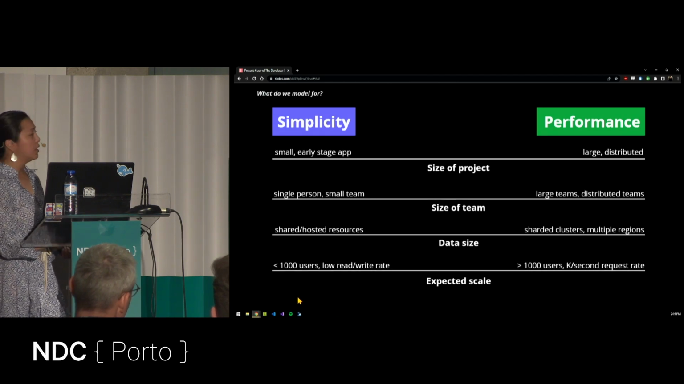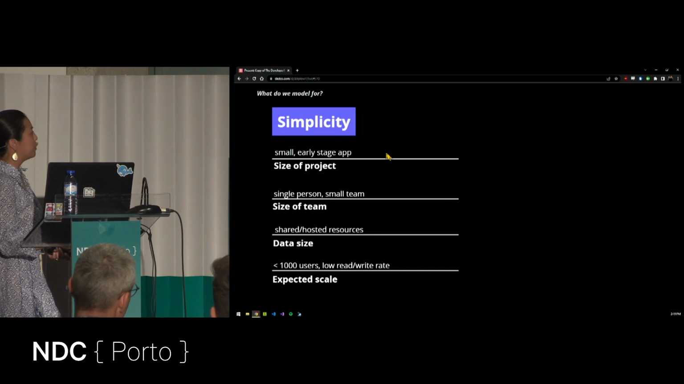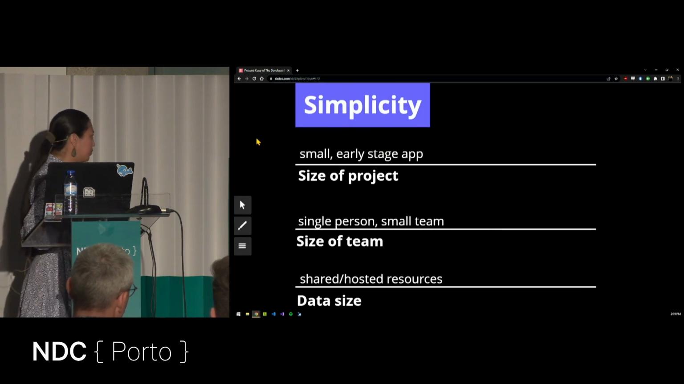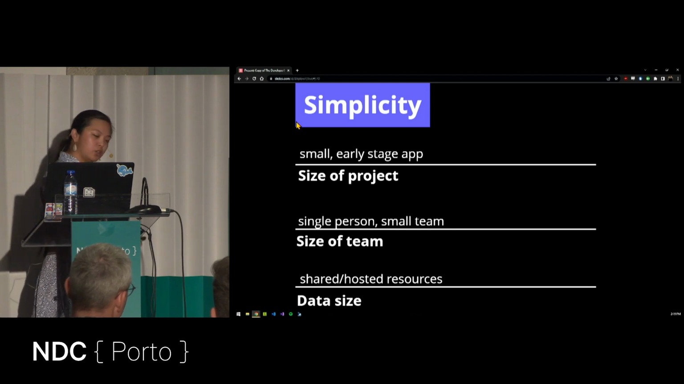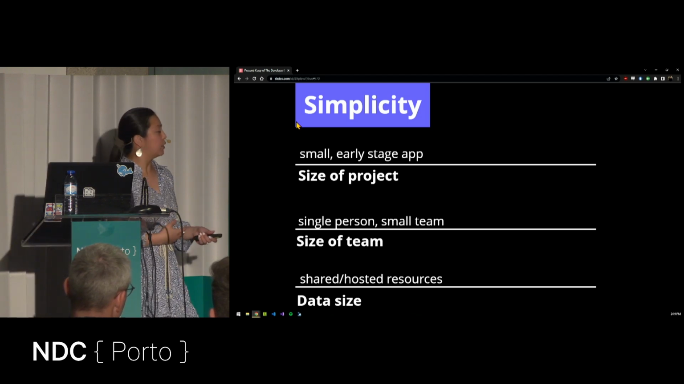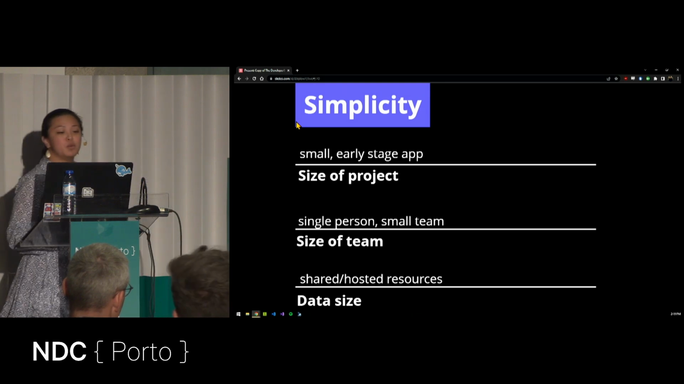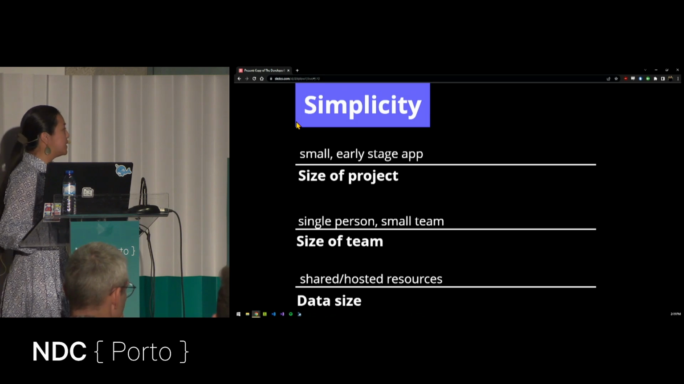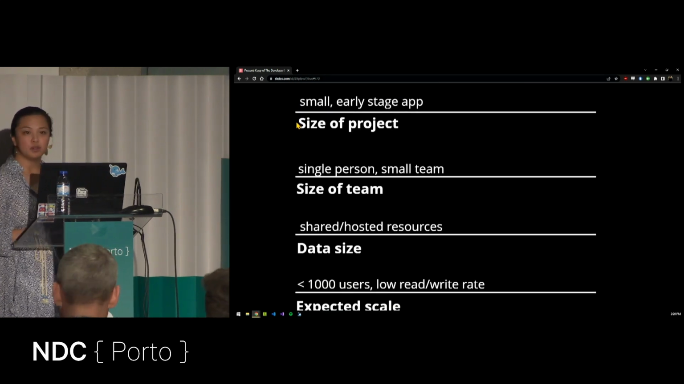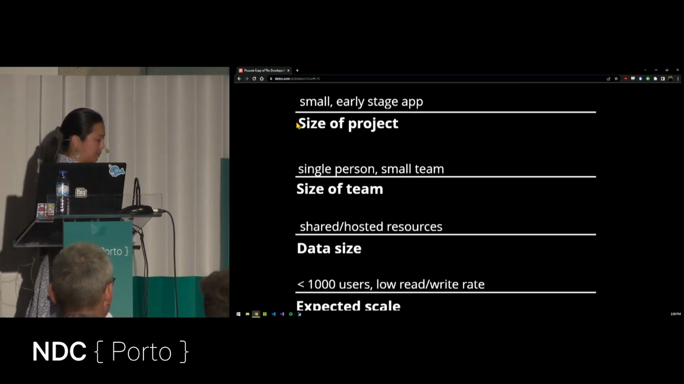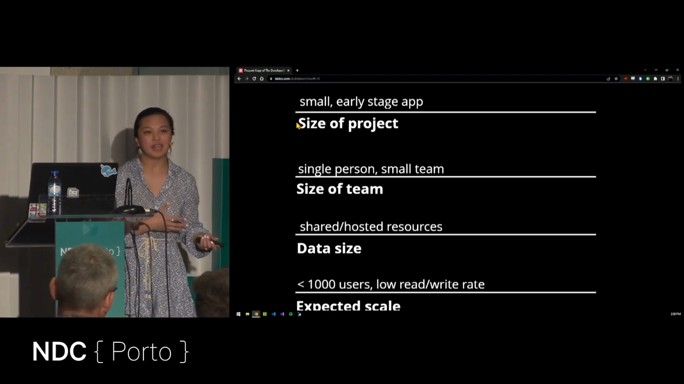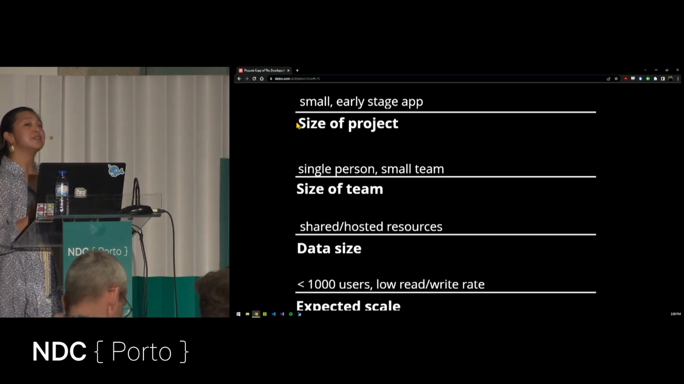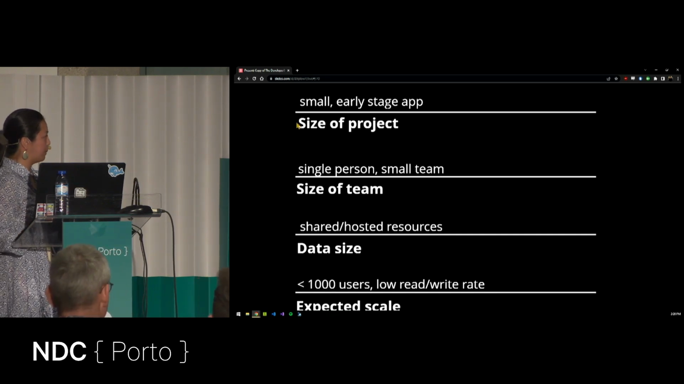And it depends. If we're modeling for simplicity, you're usually a small or early stage app. You want to take a look at the size of your project, and you want to take that into account when you're developing your data model. You want to see the size of your team. If it's a single person that is maintaining this particular application, then you want to err on the side of simplicity because you want to make it easier on yourself, and maybe you don't need as complex of a data model to run that application.